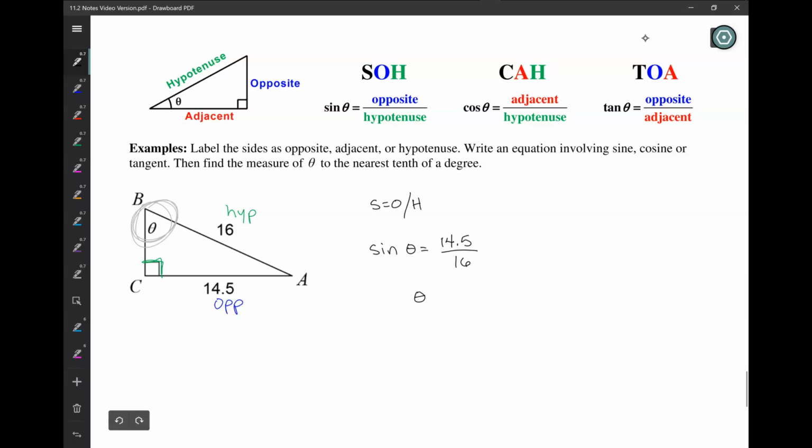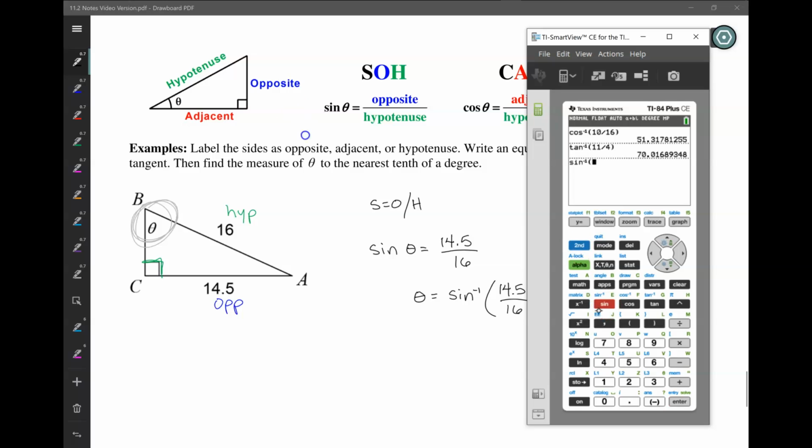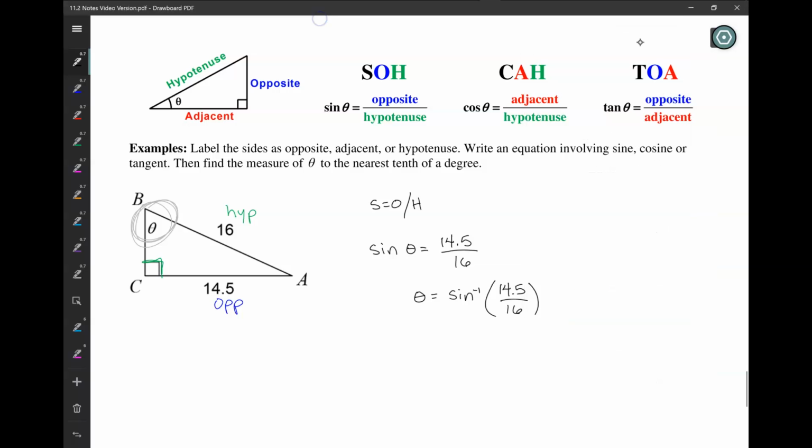So theta is the inverse sine of 14.5 over 16. So I'm typing that in. I'm saying, hey, calculator, tell me what angle has a sine of 14.5 over 16. And it says, okay, the angle is 65.0 degrees. So that's how you find how big an angle is if you know two of the sides.